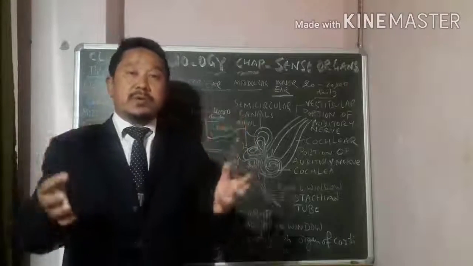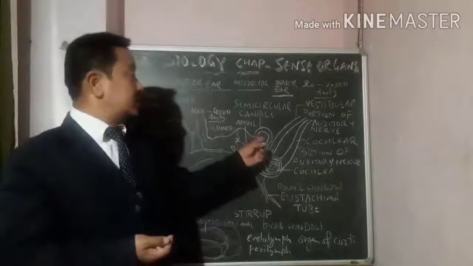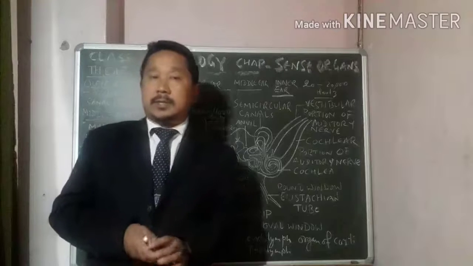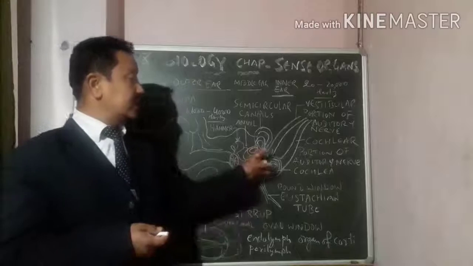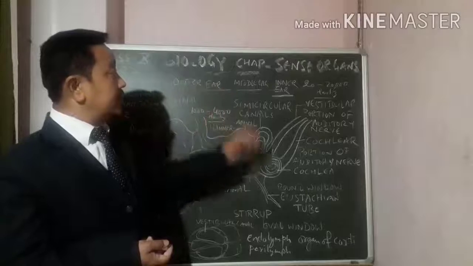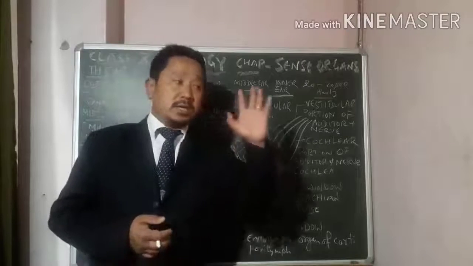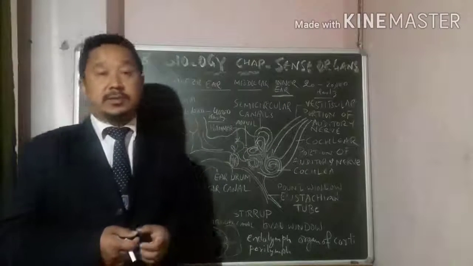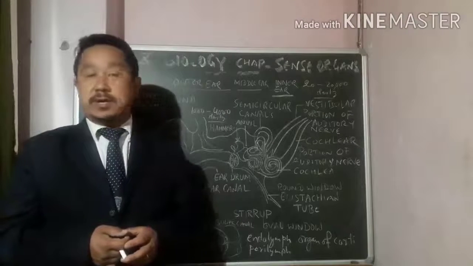When we are moving, it is called dynamic balance, which is maintained by the sensory cells in the semicircular canals, and static balance is maintained by the sensory cells in the utriculus and sacculus of your inner ear. So this is how these two functions, hearing and balancing, are performed by your ear.